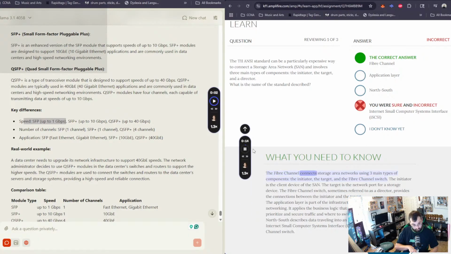The fiber channel connects storage area networks using 3 main types of components: the initiator, the target, and the fiber channel switch. The initiator is the client device of the SAN. The target is the network port for a storage device. The fiber channel switch, sometimes referred to as a director, provides the connections between the initiator and the target.